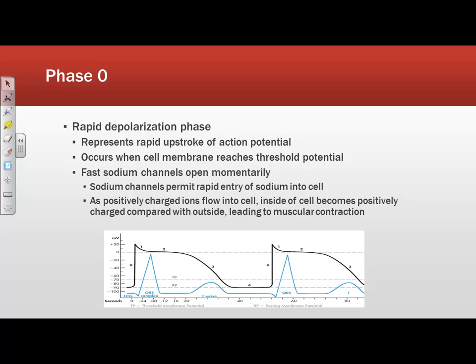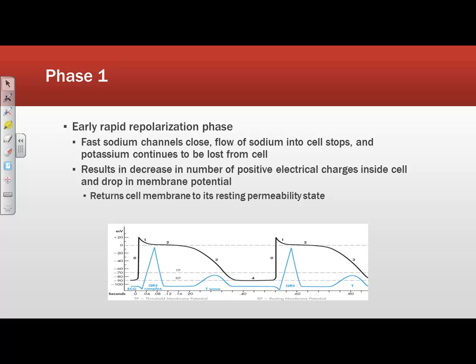We've got phase 1 now after phase 0. This is the early repolarization phase. So this is where your fast sodium channels close. So we're done. There's no more sodium coming in once we get to this 1. But potassium continues to go out because it goes out a lot slower than sodium goes in. Once we get to this, we're going to have a decrease in the number of positive electrical charges and a drop in the membrane potential. Don't let these big words go crazy on your head. It's okay.